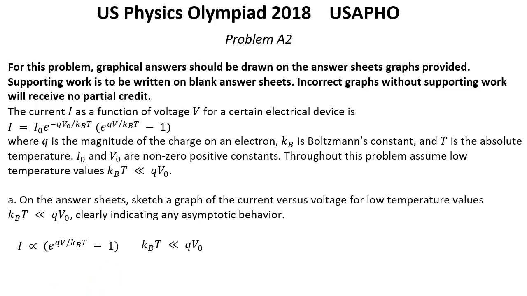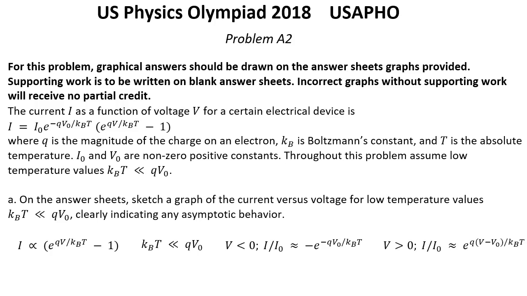kBT much less than QV0 to simplify the graph. For negative V, we have I over I0 approximately equal to negative e to this power, which is extremely small. For positive V, we have I over I0 approximately equal to this expression, which is extremely small when V is less than V0 and extremely large when V is greater than V0.